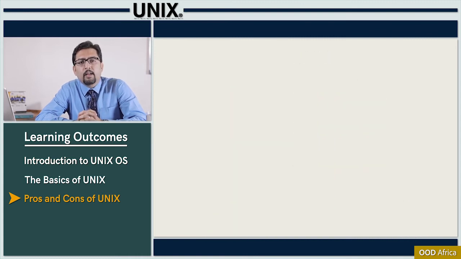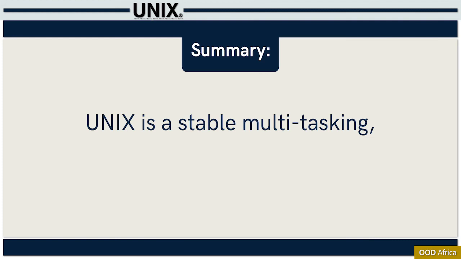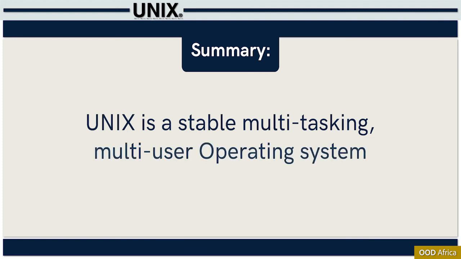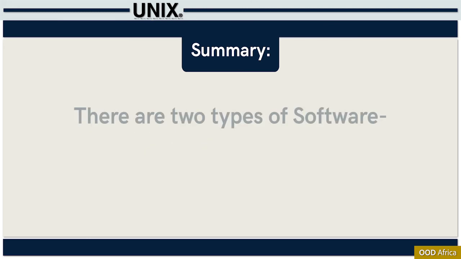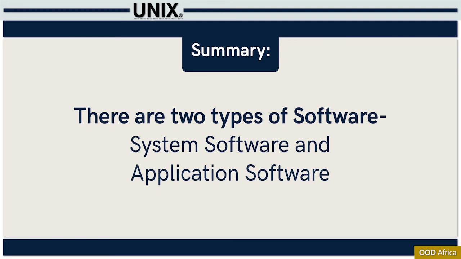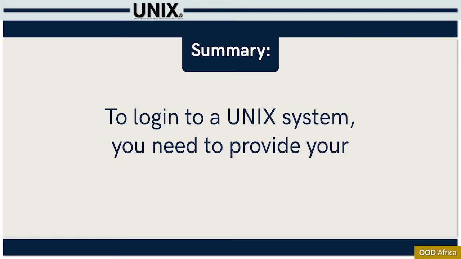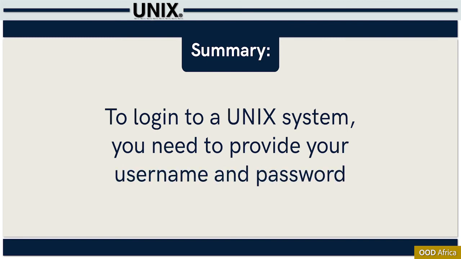Now, let's quickly recall what we learned so far. Summary. Unix is a stable, multitasking, multi-user operating system. There are two types of software: system software and application software. To log in to a Unix system, you need to provide your username and password.